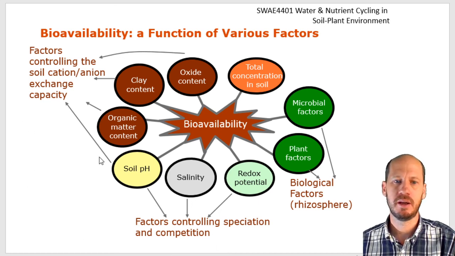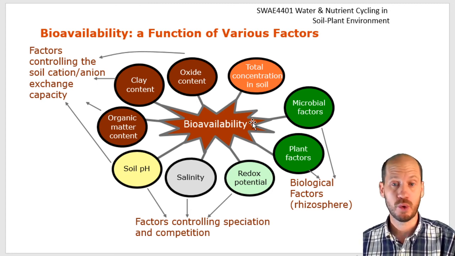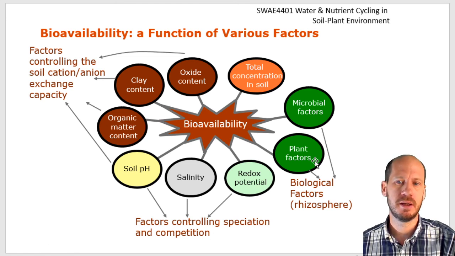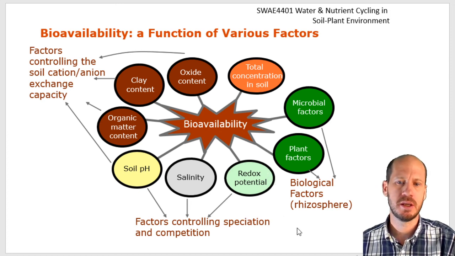So we have clay content, organic matter content, oxide content, concentration of the nutrients in the soils. We have microbial factors and the roles of microbes, the function of different microbes. We have roots exuding many different things into the soil solution. We have properties such as redox potential, salinity, and pH, also being very key to the availability of these nutrients.